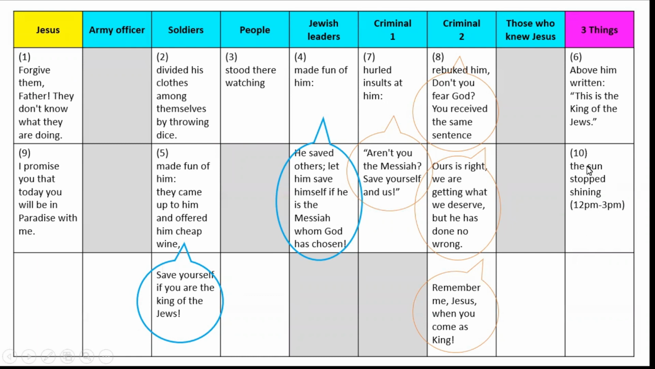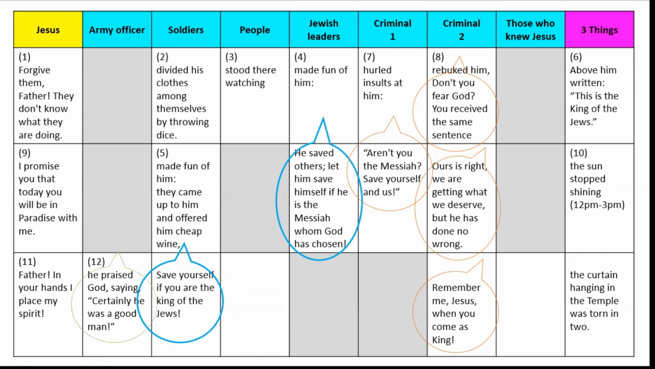Continuing from number 10, the sun stopped shining, 12 noon to 3 p.m. Also, the curtain hanging in the temple was torn in 2. And here Jesus said, his third sentence, "Father, in your hands I place my spirit." And then the army officer, who said nothing in front, when he saw, he praised God, and certainly he was a good man.